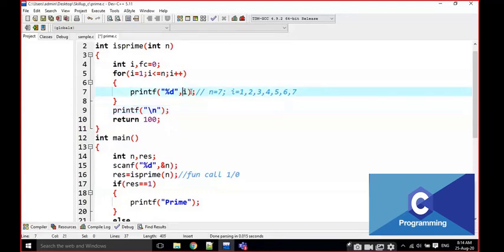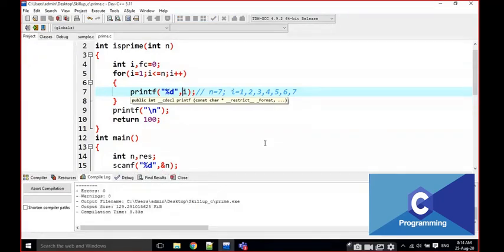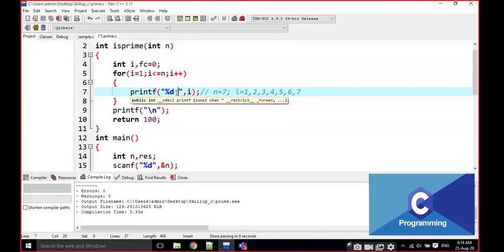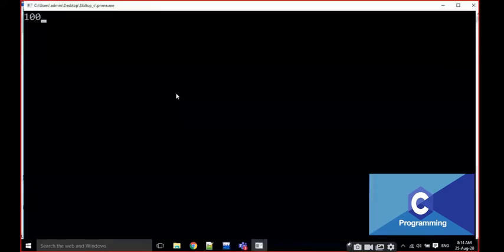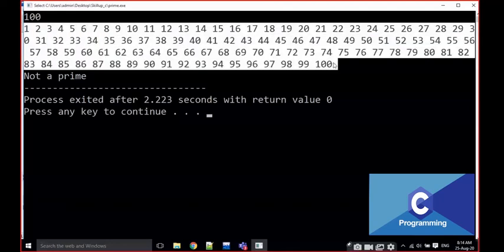First of all, I am going to print this one, and execute it to see what it prints. For example, if I am giving 7 here, just observe the output. It is going to print 1, 2, 3, 4, 5, 6, 7. It is not the result up to now. That is my first step. If I execute it with 100, just look here, it goes from 1 up to 100.